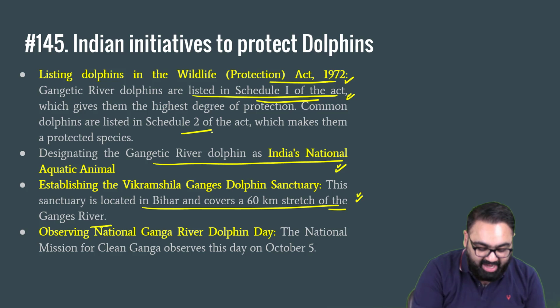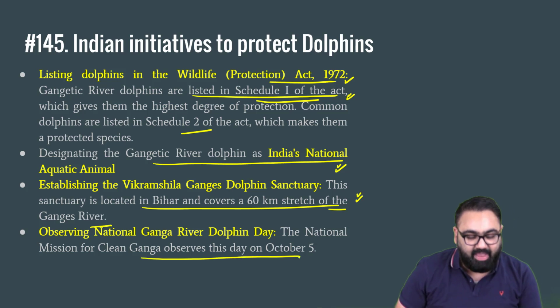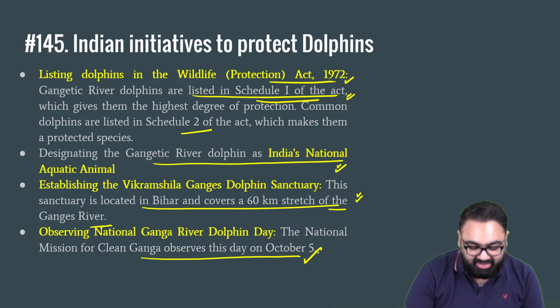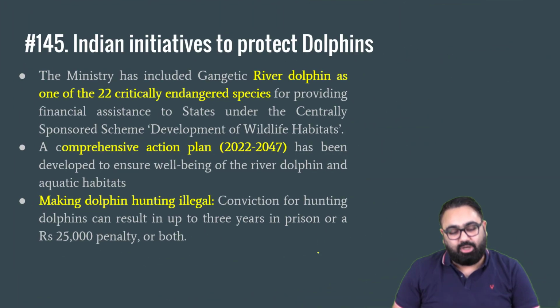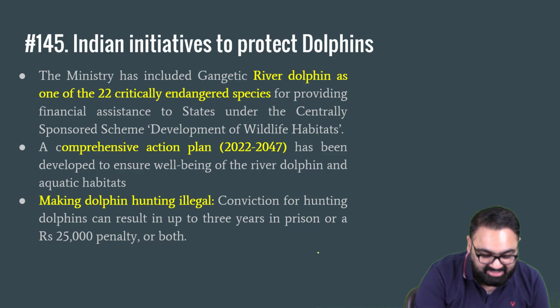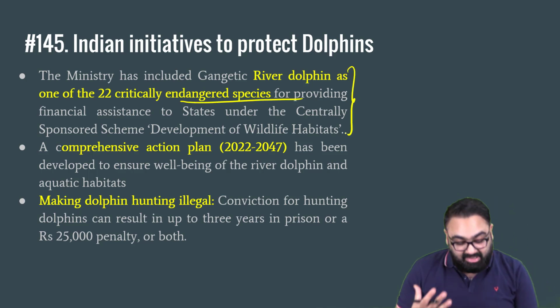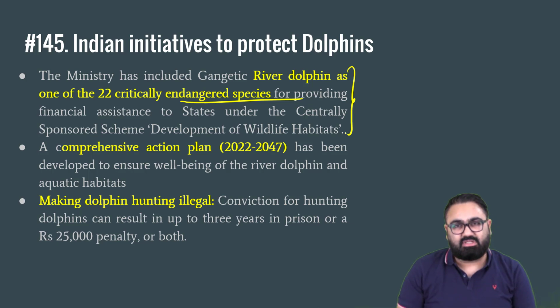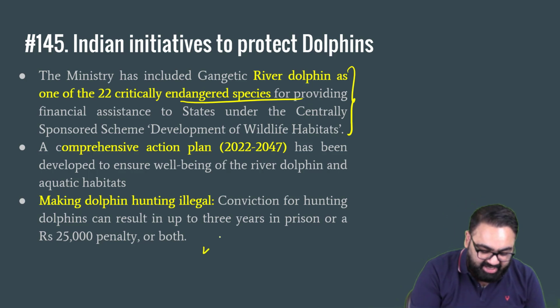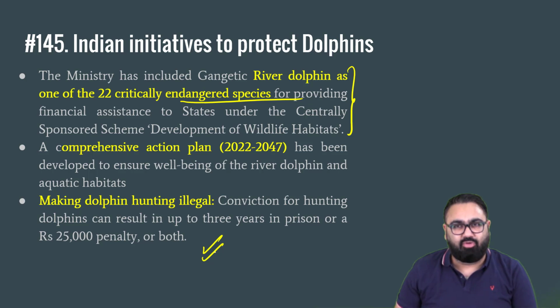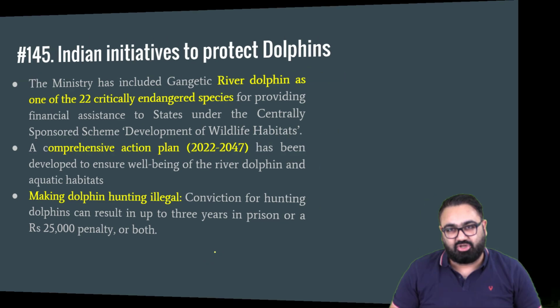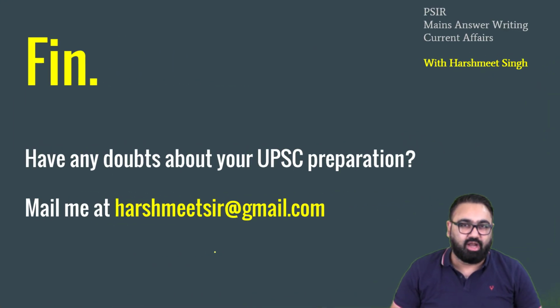We also have the National Mission for Clean Ganga that observes the River Dolphin Day on the 5th of October, again to raise awareness. River dolphin is one of the 22 critically endangered species and is given funds especially for its preservation. Dolphin hunting has been made illegal in India. Again, it's a part of Schedule 1 of the Wildlife Protection Act. This is what India has been doing to preserve the population of dolphins in the long run.